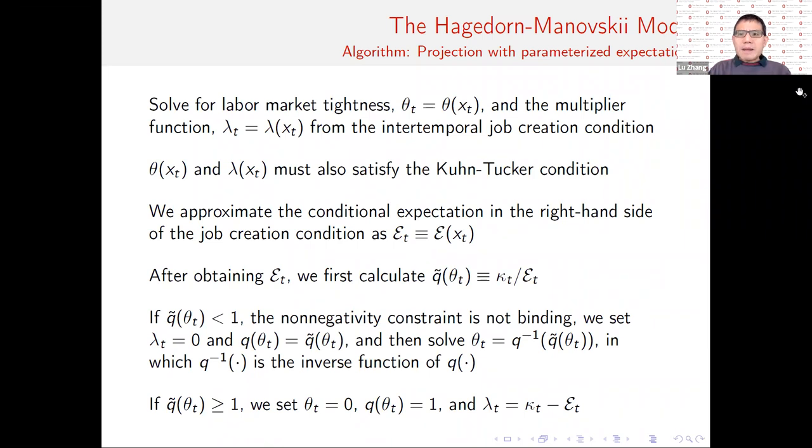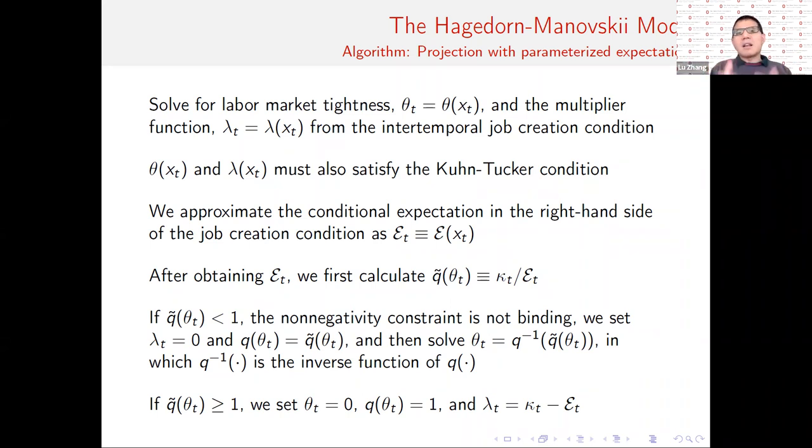All right, so our numerical algorithm, which is a contribution in this paper, is a globally nonlinear projection method with parameterized expectations. And for the parameterized expectations idea, we are following the Christiano and Fisher 2000 JEDC paper. So in the Hagedorn-Manovskii setup, there's only one single state variable because labor is the only productive input, with constant returns to scale, as well as linear utility.